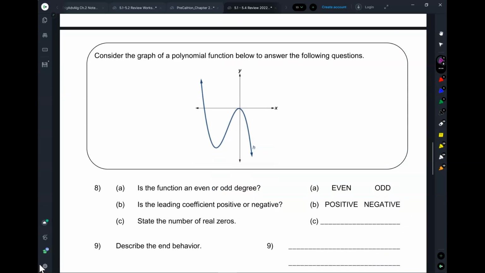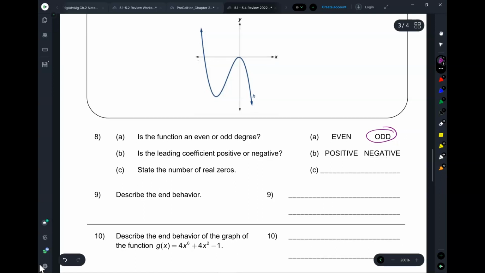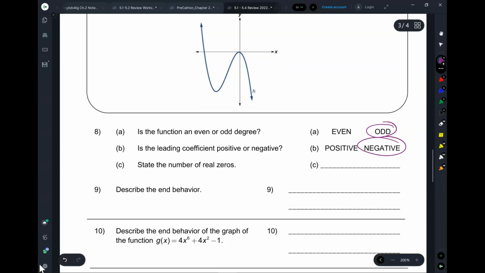So here, is this function an even or an odd degree? Odd. How do we know? It's right, the end behavior is opposite on the left and the right. Is the leading coefficient positive or negative? Negative, because it is negative and the positive x's. State the number of real zeros. 2. There's a 0 here and another one there.